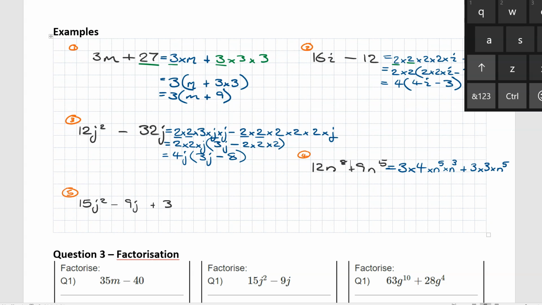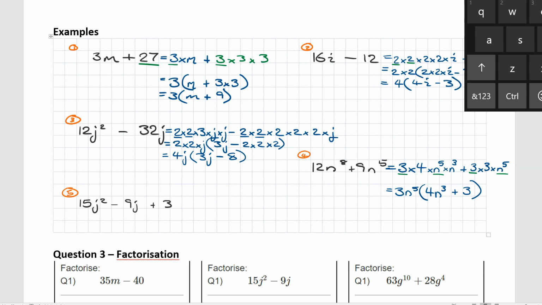Now, everything's in a nice form such that we can go through and highlight what's common. So we've got a 3, n to the 5, n to the 5. So bringing it down to a new line, we get 3n to the 5, then in brackets we leave behind this 4n to the 3 plus 3, and we're done. So if we expanded this out, what we get is 12n to the 8 plus 9n to the 5. So this is a simpler way of factorizing without having to break everything down into its primes.